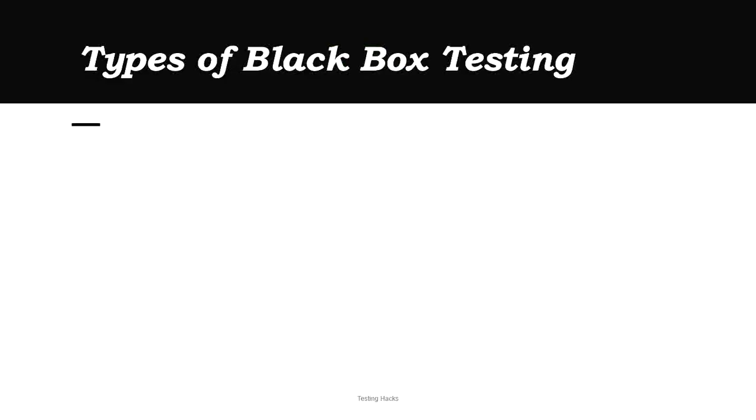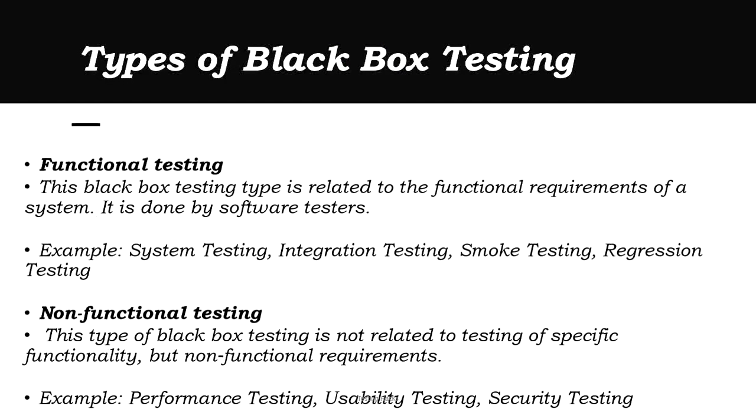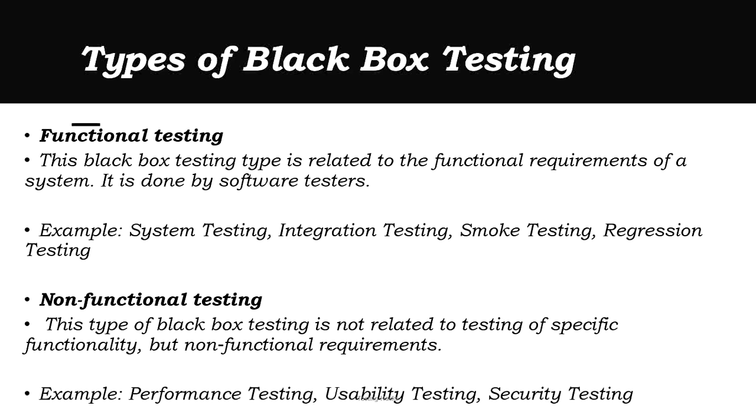Next is types of testing. In types of testing, we have majorly two different types: one is functional testing and another one is non-functional testing. And also some consider regression testing as another type of testing. When it comes to functional testing, this black box testing type is related to the functional requirements of the system. It is done by the software testers majorly. As we have already discussed, black box testing is nothing but functional testing.